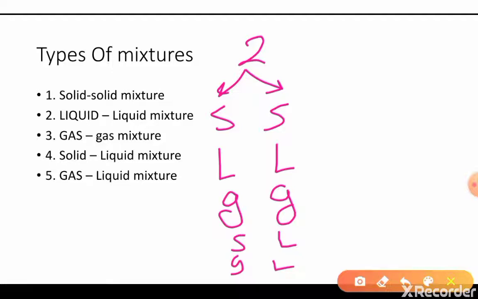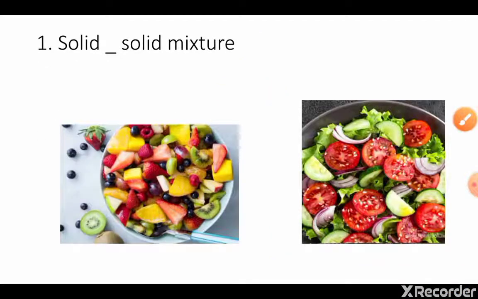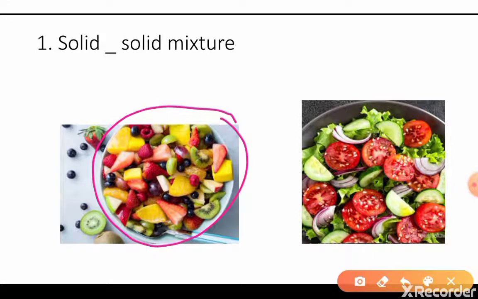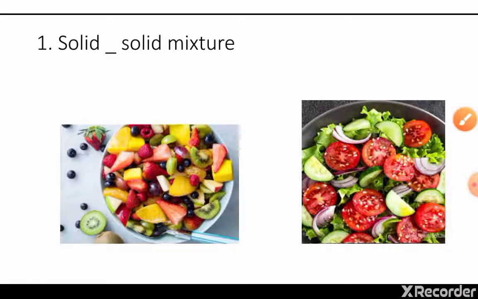Okay, let's take examples. Here we have a vegetable salad and a fruit salad. What about the components which are found here? All the components are solids, so it's a solid mixture. And in the vegetable salad also, all the vegetables are cut by the knife into small pieces, so all the components are solids. So it's a solid mixture, like the fruit salad and the vegetable salad.